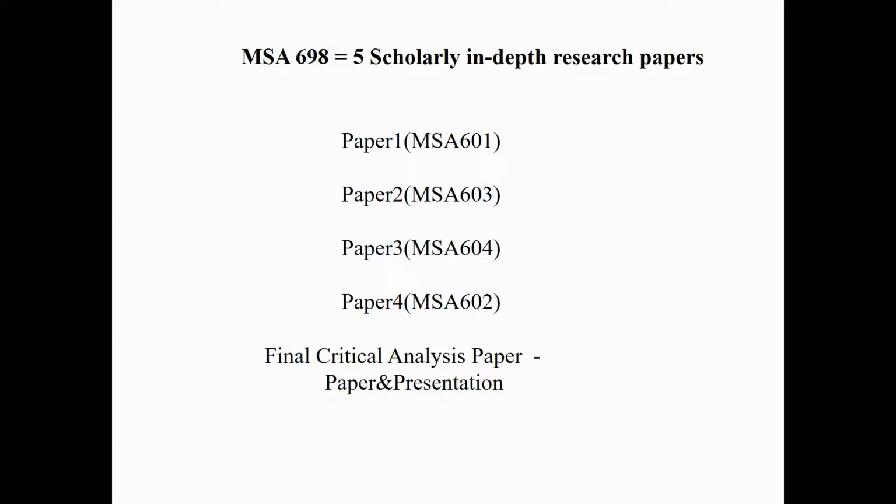The MSA 695 project equals 5 scholarly in-depth research papers. Paper 1 for MSA 601, Paper 2, MSA 603, Paper 3, MSA 604, and Paper 4 covering topics from MSA 602, and then the final critical analysis paper and presentation.